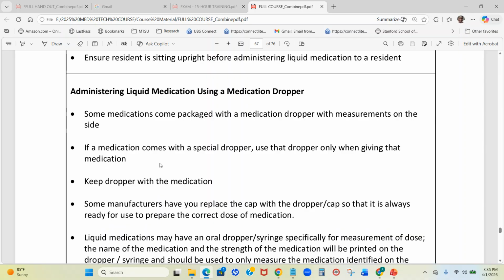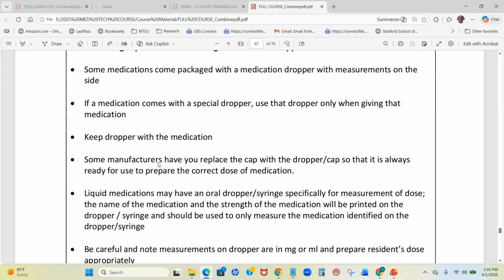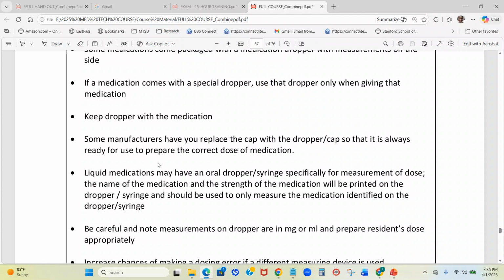When you are giving liquid with a dropper, some medications come packaged with a medication dropper with measurements on the side. If a medication comes with a special dropper, use that dropper only when giving that medication. Don't use that dropper to pour another medication. Don't put it in another medication to draw it out. Keep the dropper with the medication that it came with. Some manufacturers have you replace the cap with a dropper so that it's always ready for use to prepare the correct dose. So don't interchange it and put it in a different box.